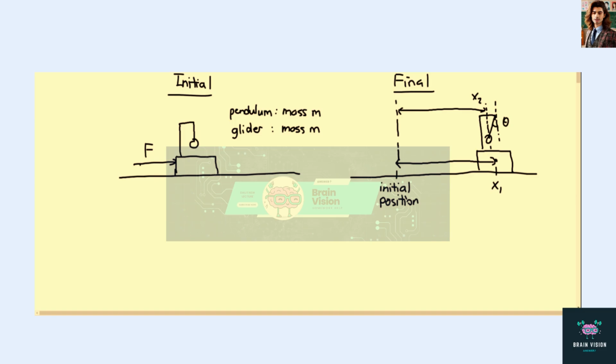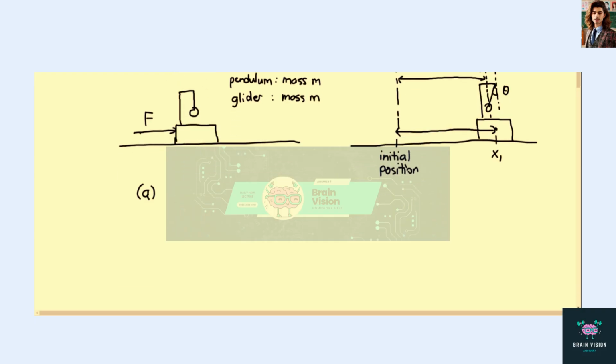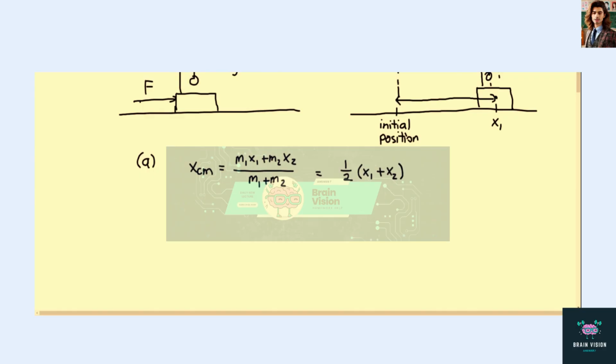In part A, we want to find the horizontal component of the VCM of the glider-sphere system. To do this, first we want to find XCM. So this is m1 x1 plus m2 x2 divided by m1 plus m2. Since m1 and m2 are the same, XCM will just be half times x1 plus x2. Then we also want the ACM.